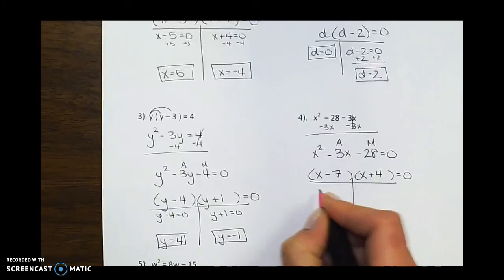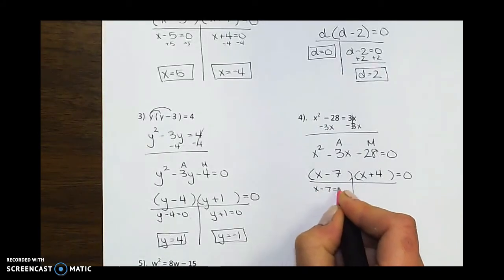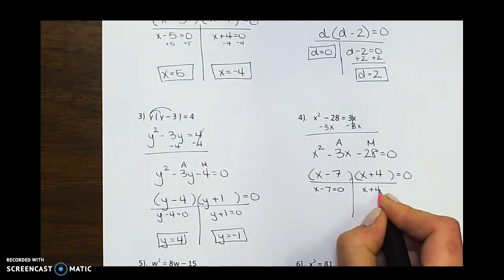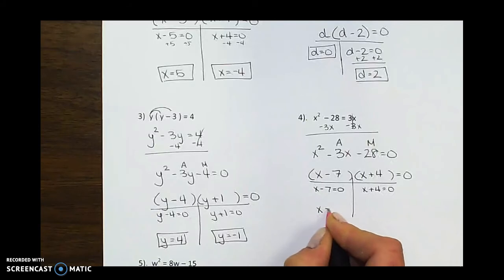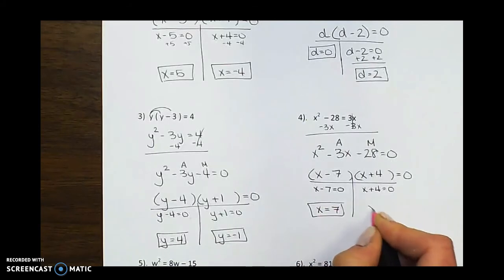So now we can tee it up. X minus 7 equals 0. X plus 4 equals 0. So we end up with x equals +7. X equals -4. All right, next up.